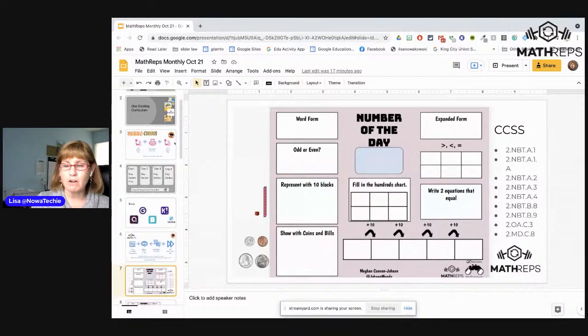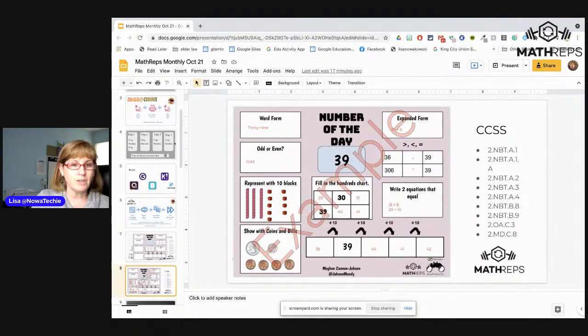Fill in the hundreds chart. Greater than, less than, expanded form, write an equation that matches it. If you're anything like me, I need a visual on this, so there are examples for all of these things. You see here, there's an example. Everything will have an example because I'm that visual person, so I need it, and I figure other people might need it as well. This was an example that Megan had come up with. So you can kind of see how that goes.